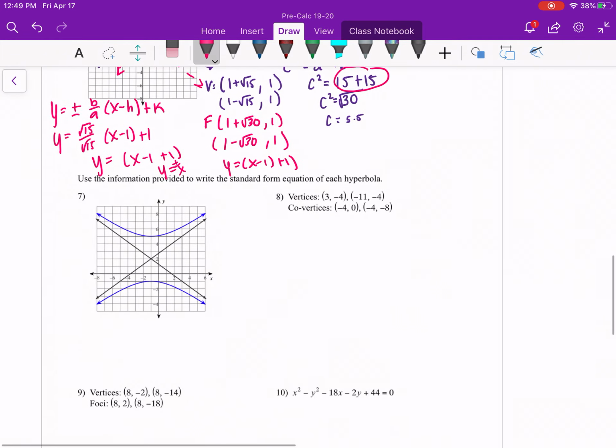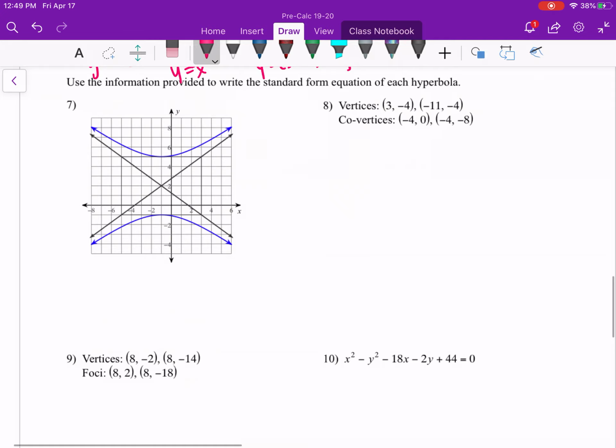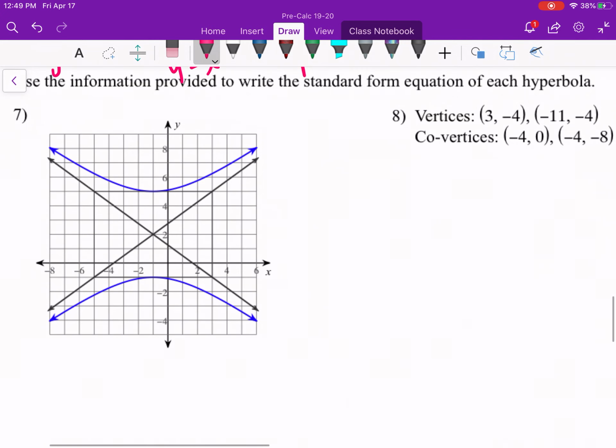And then they get a little bit easier because they don't ask for all the information. So writing the equation was pretty easy. You're going to need to know your center, so find that. You want to know the distance to your vertices: 1, 2, 3. That's a. And then your distance to your co-vertices: 1, 2, 3, 4. So 3 and 4. And this distance is b. And that's really all you need to know.